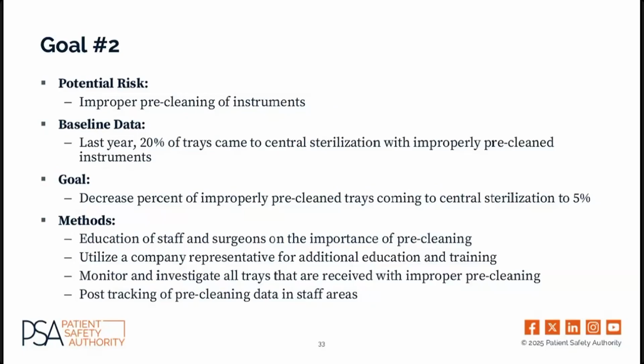Our next goal that we want to work on is improper pre-cleaning of instruments. Last year we had 20% of our trays come to central sterilization with improperly pre-cleaned instruments. We want our goal to be to decrease the percent of improperly pre-cleaned trays coming to central sterilization down to 5%. The ways that we are going to do this is, again, we're going to educate our staff and our surgeons on the importance of pre-cleaning. We want to make sure that they know everything has to stay wet, what it should look like, and that they need to have everything open so that it's being exposed to the pre-cleaning agent.